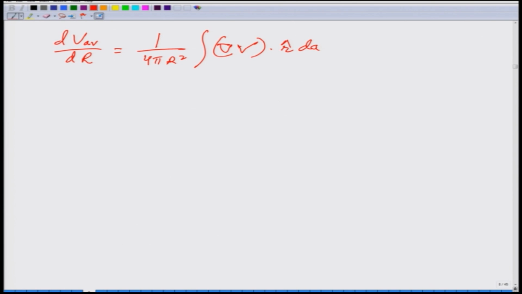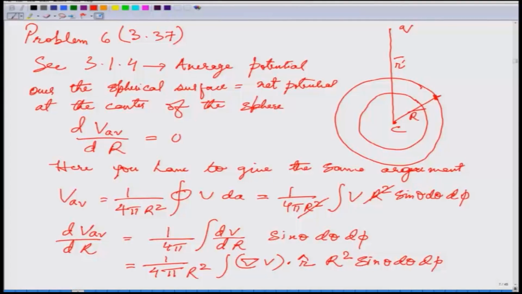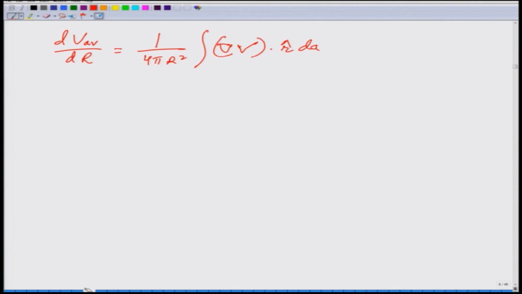Now, just like we have discussed, we have to show that the derivative of the average potential with respect to R is 0. So you can show from this equation by using divergence theorem, which I will leave up to you.